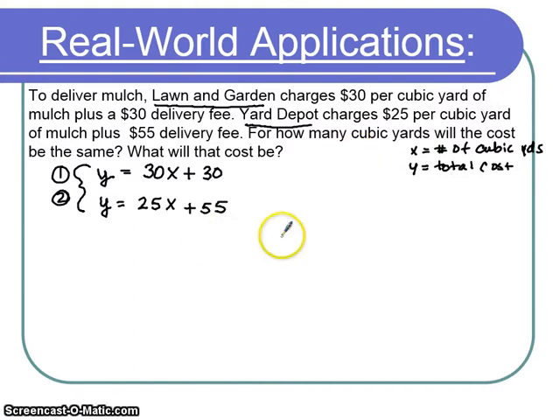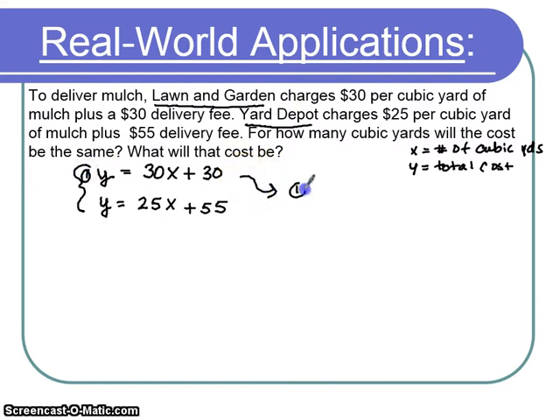So when we're looking at a real-world application and we think that we can solve it with a system, the first thing that we need to do is define our variables and write our equations. Now we can follow our steps for how to solve a system of linear equations. We know that step 1 is to solve for a variable. Well, if you look at both of our equations, they're both solved for a variable, so we'll just pick one of them. So I'm going to use this first one.